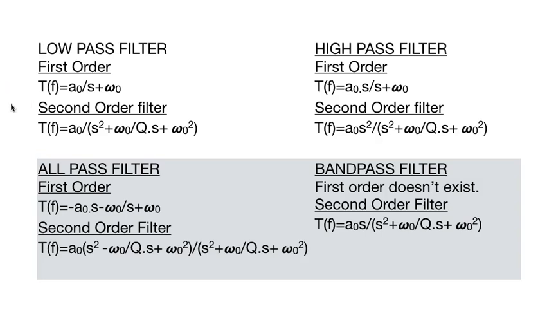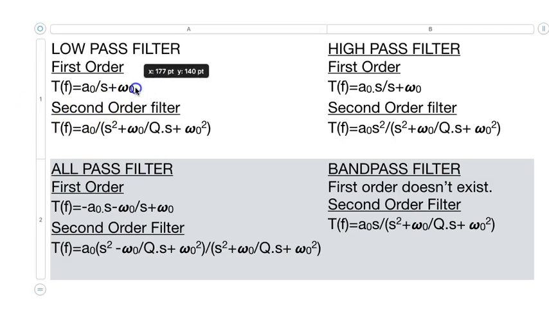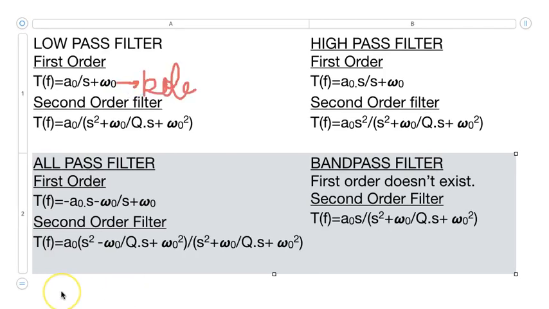Now the low pass filter, first order and second order. The first order filter has one pole. This is one pole. The second order means it has a quadratic equation. It has two poles. The high pass filter not only has one pole but also one zero at zero. The second order high pass filter has two poles and two zeros. Here the zeros will be on input.